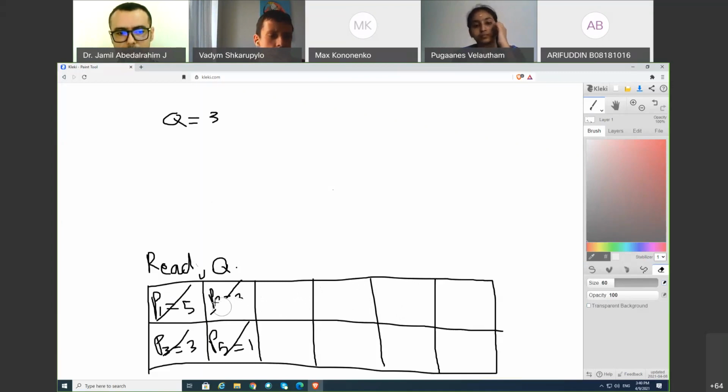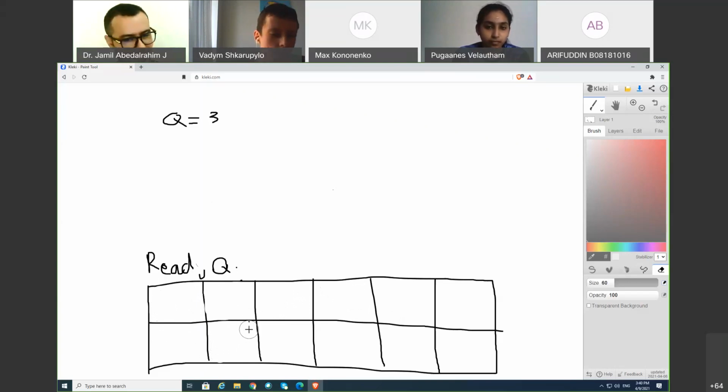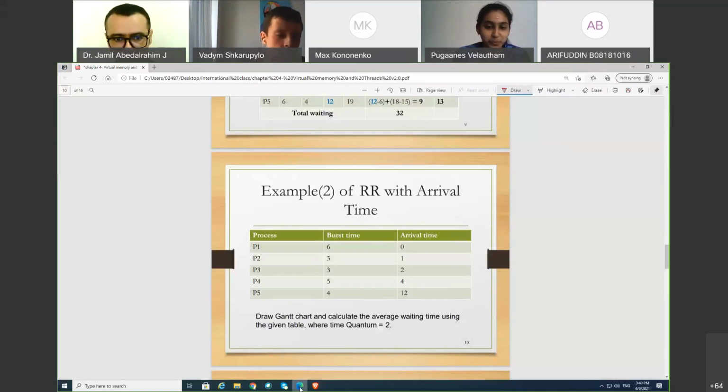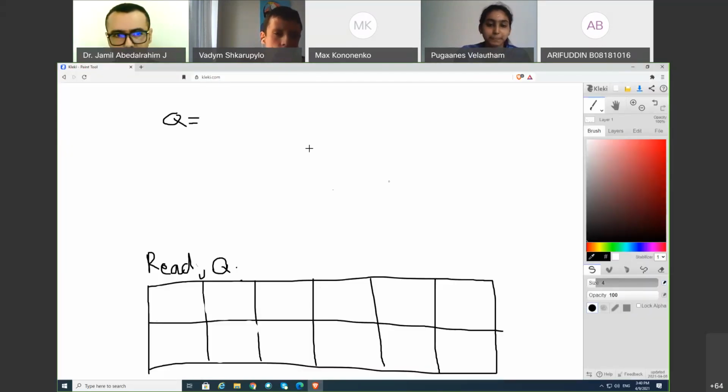My students, anyone want to participate and explain the second example? Repeat, please. I didn't understand you. I'm asking my students. Anyone from my students, would you like to participate? No one. Okay.